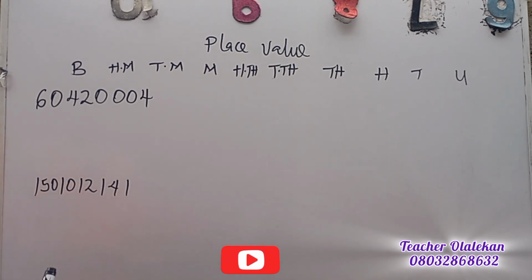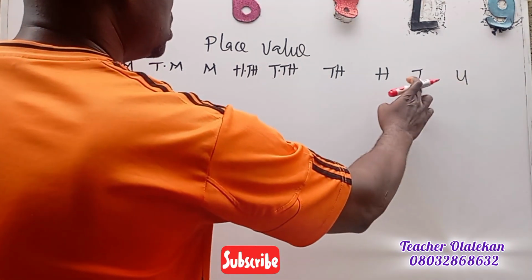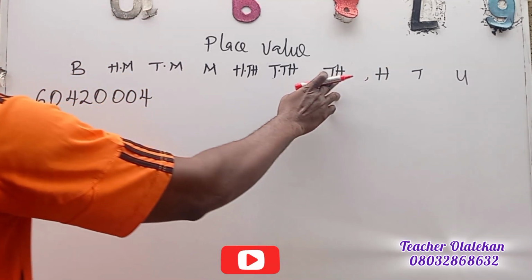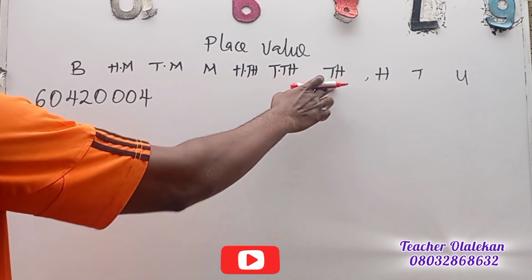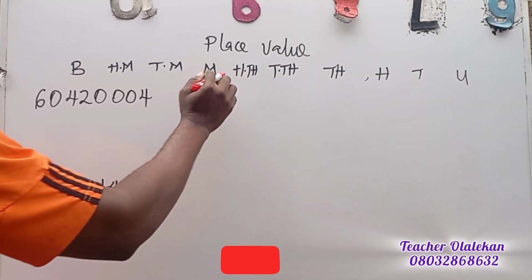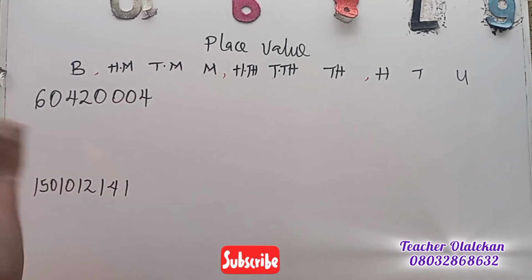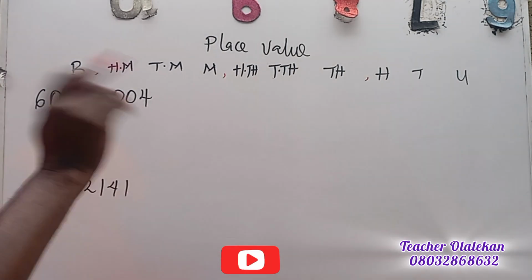So to do that now, let's group and name. You start with units, tens, hundreds. So that's one group. You comma it. Then 10,000, 100,000, comma, million, 10 million, 100 million, comma. So for every group, you name it.